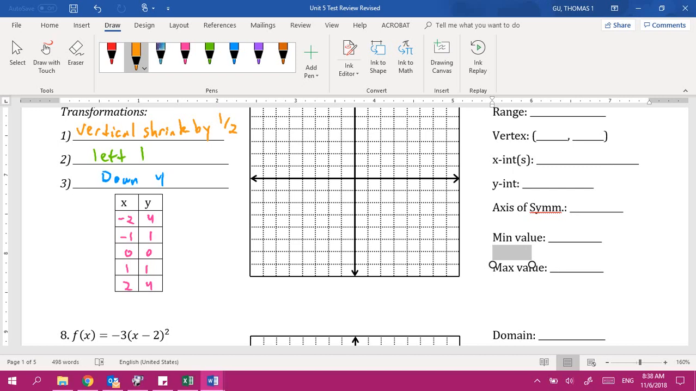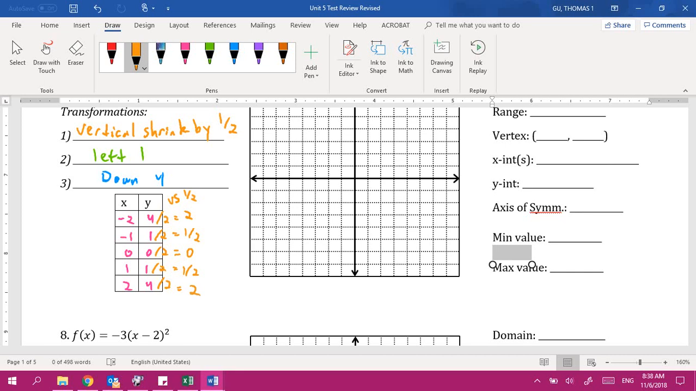Divide by 2, but in the x or y values? The y. Why did you say the y values? Because y is vertical, right. So we take all the y values and that vertical shrink by 1/2. We divide everything by 2, which is the same thing as multiplying everything by 1/2. So if I just divide everything by 2 like this, what's 4 divided by 2? 2. And then 1/2. 0 divided by 2 is 0. 1 divided by 2 is 1/2, and 4 divided by 2 is 2.